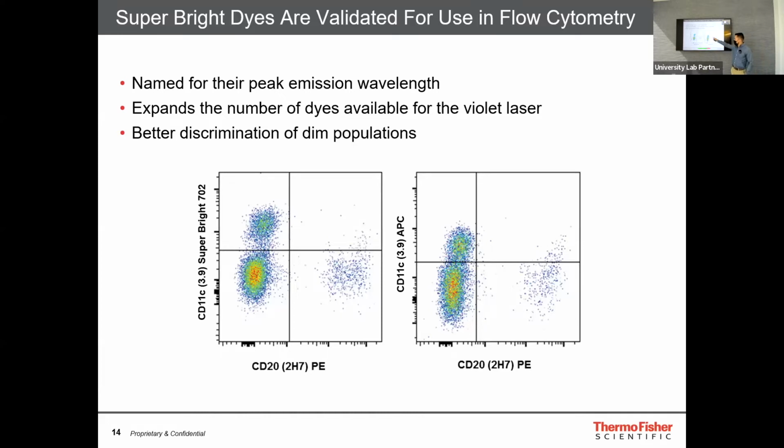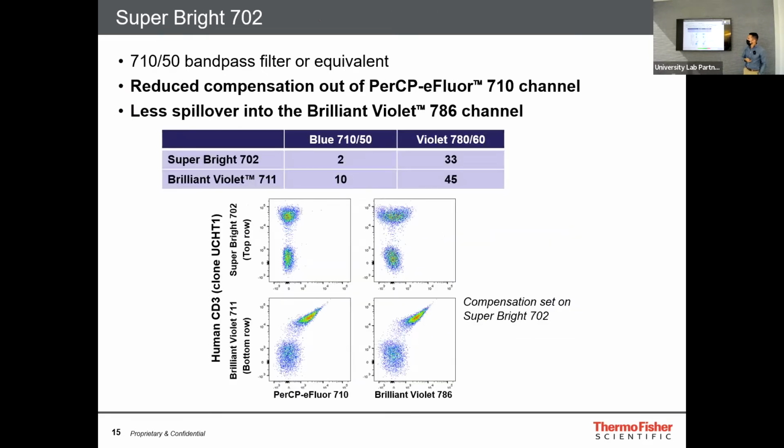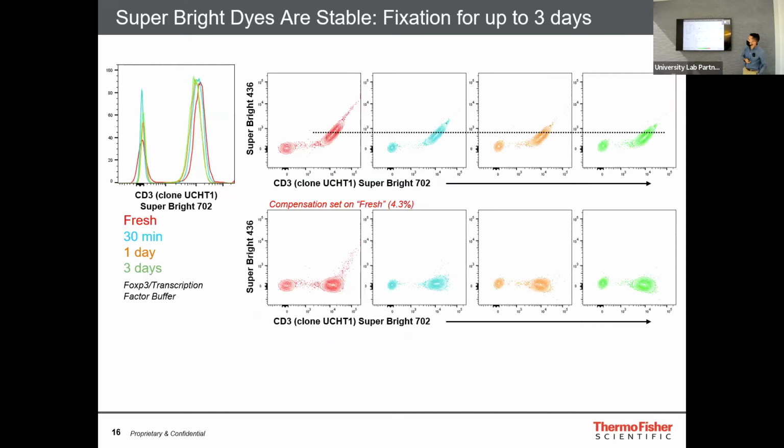And then here's PE and APC. And really just the point here is to show how bright Super Bright 702 is. You see that the negative population here and the positive population here. And you see a greater separation with the Super Bright compared to APC. And APC is truly a bright fluorophore as well. And then later on, we'll talk about how to maximize and continue to differentiate the negative and the positive population using controls. I'll just skip this one here.